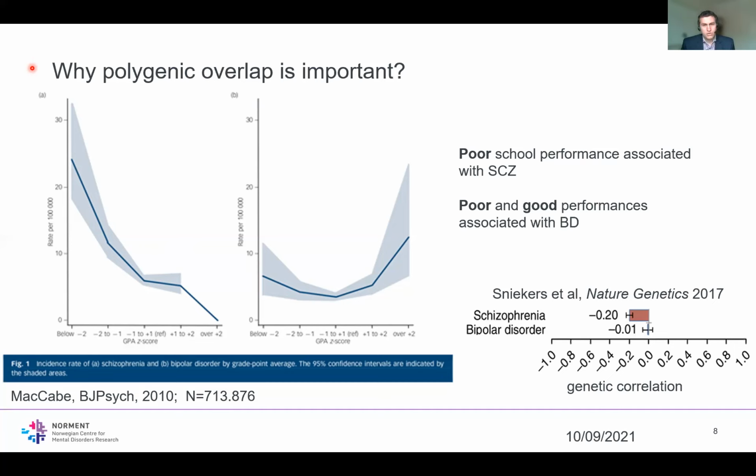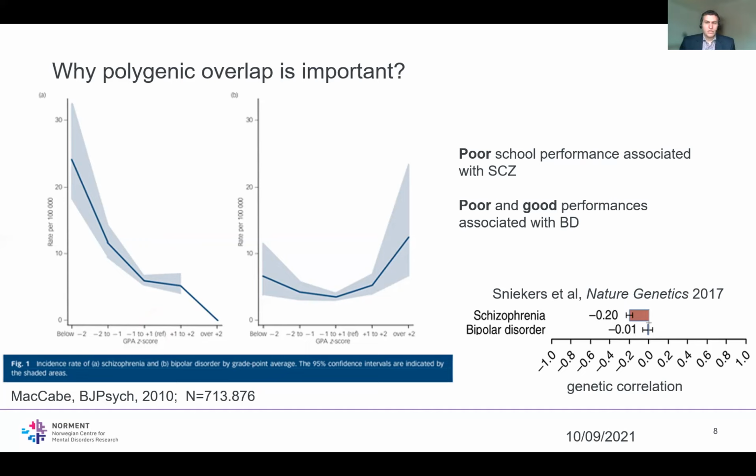For schizophrenia, these 2 variables are negatively correlated. The incidence rate of schizophrenia declines with better schooling performance. But for bipolar, there is no linear relationship, and the incidence rate of bipolar is associated both with poor and good performance. Looking at the corresponding genetic correlation, this translates to a negative correlation of -20% between schizophrenia and cognition. But for bipolar disorder, the genetic correlation is very close to 0.